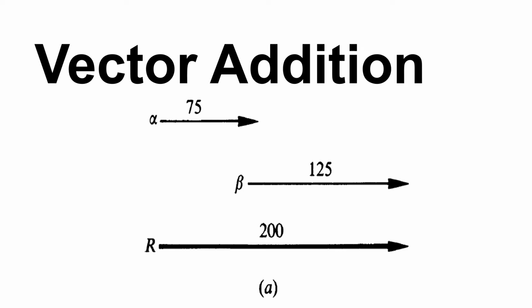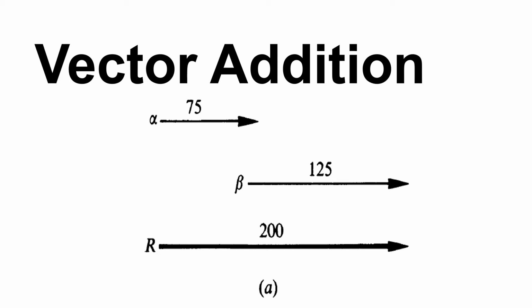Vector addition. The resultant or vector sum of a number of vectors all in the same plane is that vector in the plane which would produce the same effects as that produced by all the original vectors acting together.